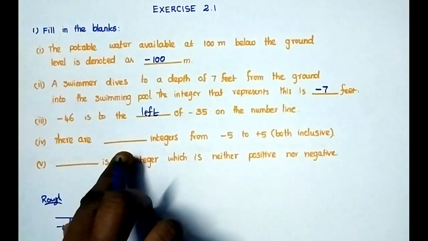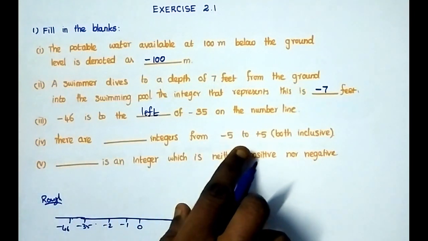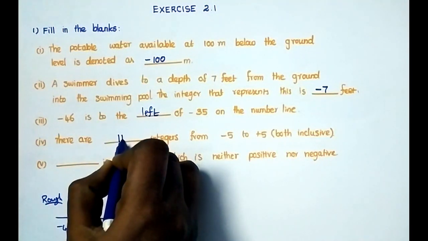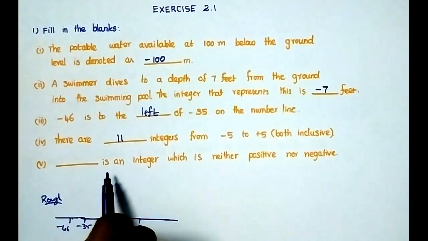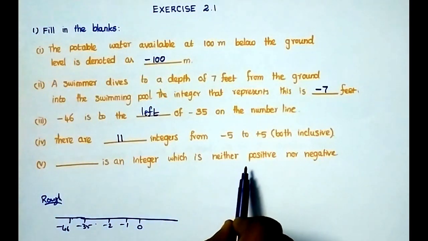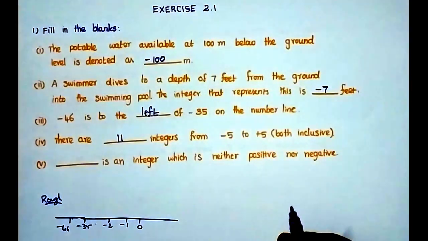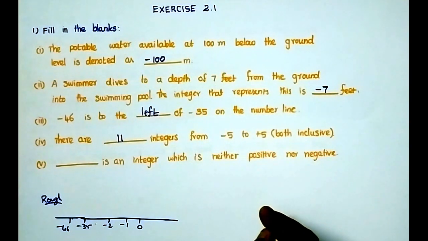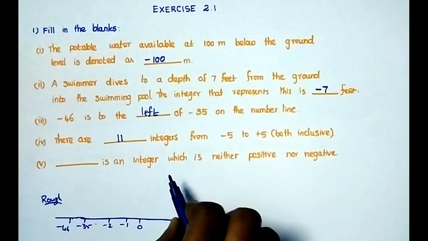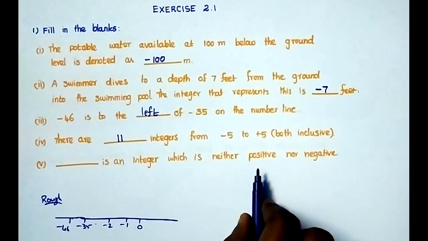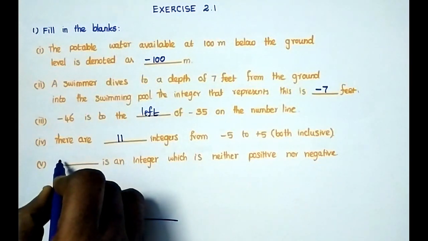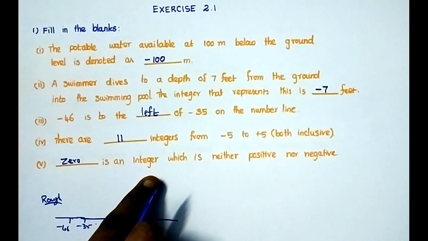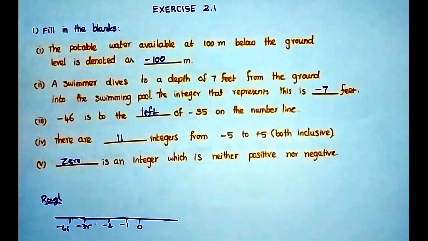Next, there are dash integers from minus 5 to plus 5. That is 11 integers. Next one, dash is an integer which is neither positive nor negative. Negative integers, positive integers and 0 together are called integers. And which one is neither positive nor negative? That is 0. 0 is an integer which is neither positive nor negative. That is the answer.